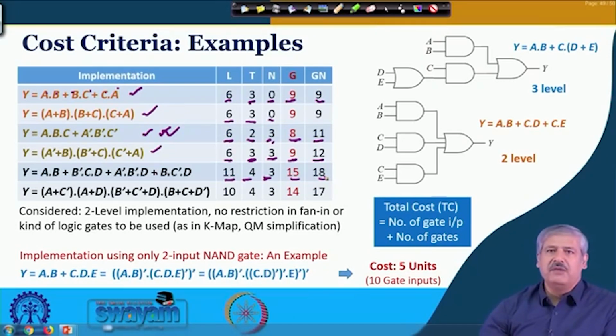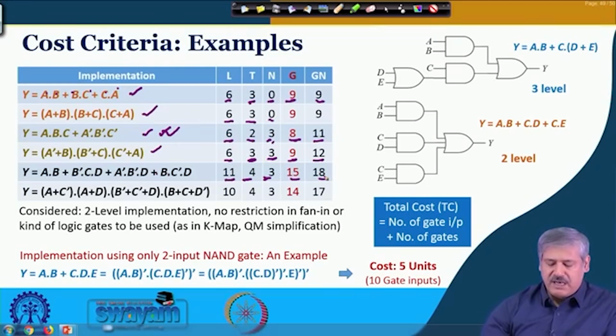The way we actually minimize a circuit is with a Karnaugh map or the QM algorithm, the Quine-McCluskey algorithm. So, that is what is being considered here. But if there is a restriction in fan-in, or a restriction in the kind of gate that you can use, then of course this is not the way we have to calculate this.